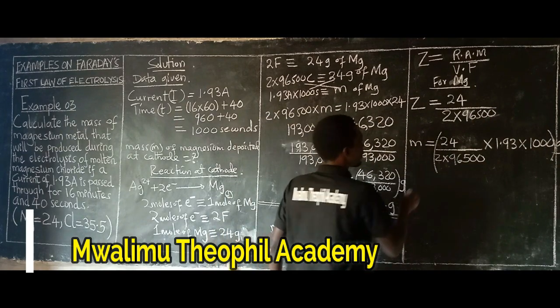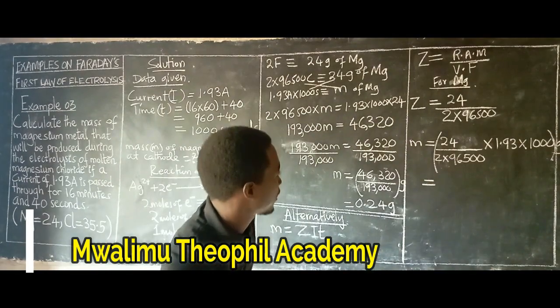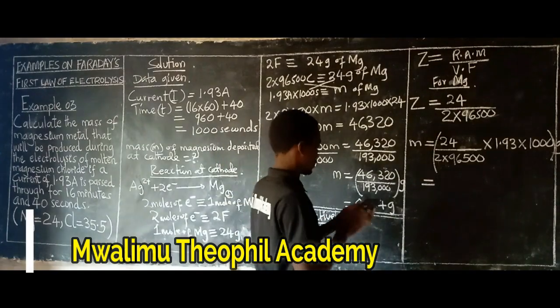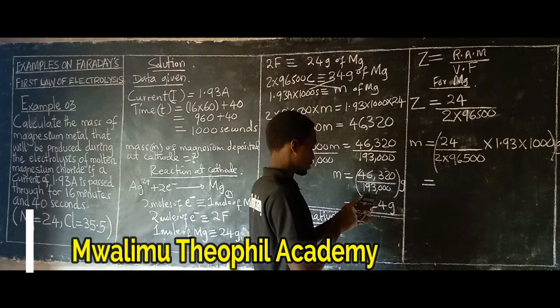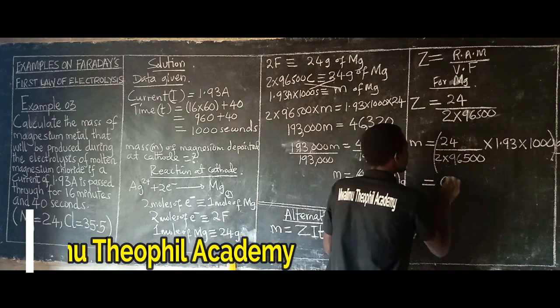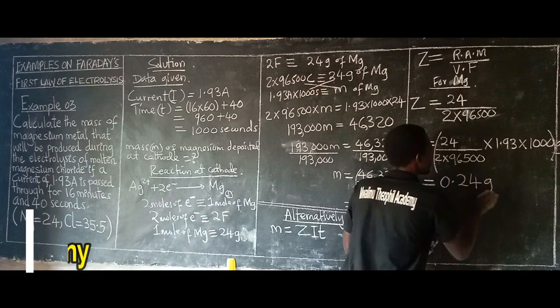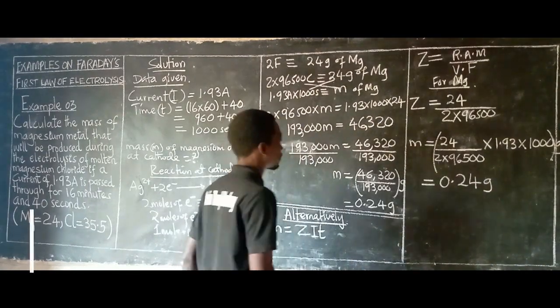Now, what will be the answer? Let us compute it on our calculator. We have 24 times 1.93 times 1,000 over 2 times 96,500. The answer here becomes 0.24 gram. So the answer is the same as what you obtained in the first solving.